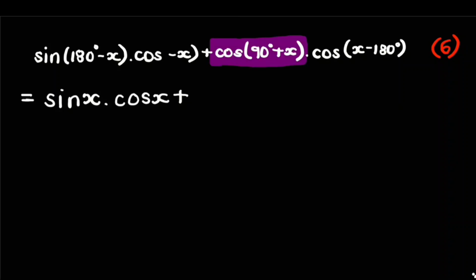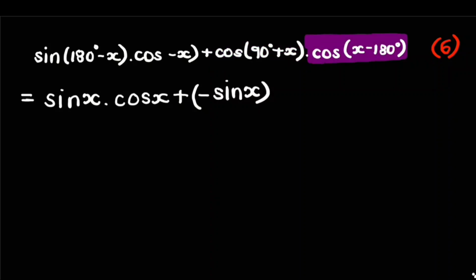cos 90 plus x. Firstly, 90 plus lies in the second quadrant where cos is negative. So I'm going to open up a bracket and indicate the negative. However, 90 changes cos into sine. So that actually becomes negative sine x.